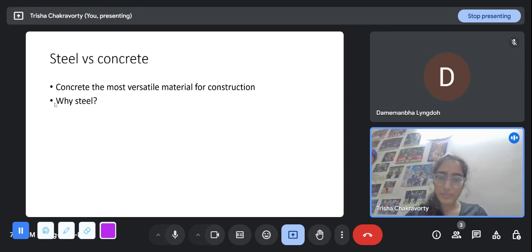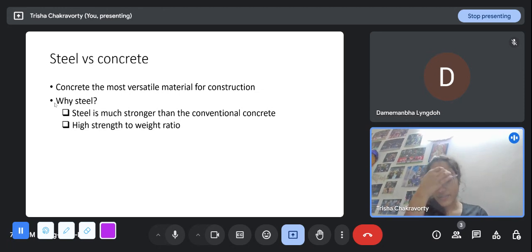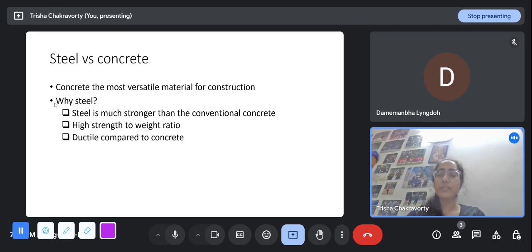Concrete is the most versatile material for construction, so why would we use steel? Steel is a much stronger material than conventional concrete. It has a high strength to weight ratio. That means steel structures are lighter if they have to provide the same strength, and steel is ductile compared to concrete. It gives more warning before failure than concrete. That is a very important feature to have, especially in earthquake prone zones, where warning could make the difference in the number of lives you can save.